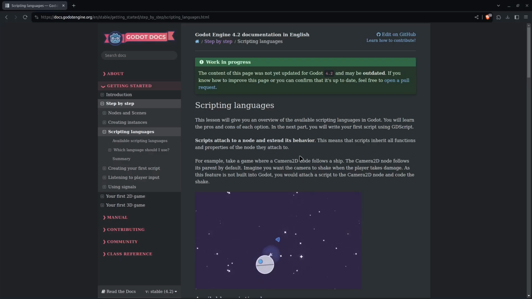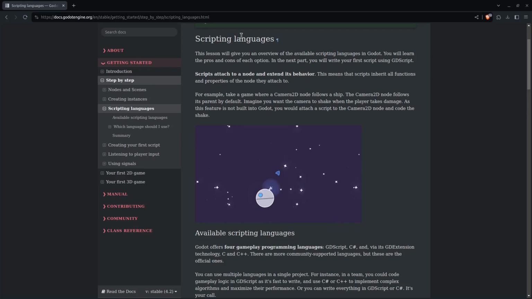Let's continue through the docs for Godot 4.2 and talk about the different scripting languages that you can use.